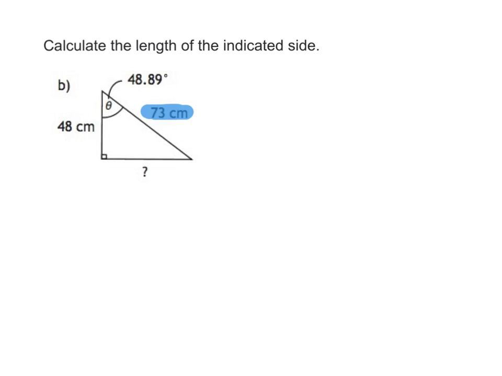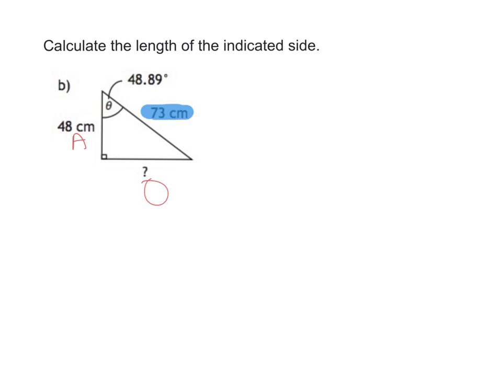So we have 48 here. We have 48.89 as the angle, and we're trying to find this side. To decide which trig ratio you're going to use, you need to look at which side you know and which side you are trying to find. So if the angle that we know is here, then we're trying to find this, which is opposite the angle. Opposite. And we know the 48, and that's adjacent, right next to the angle.